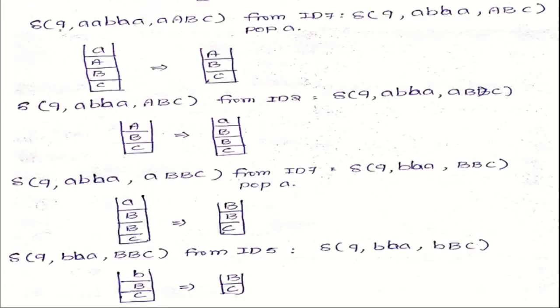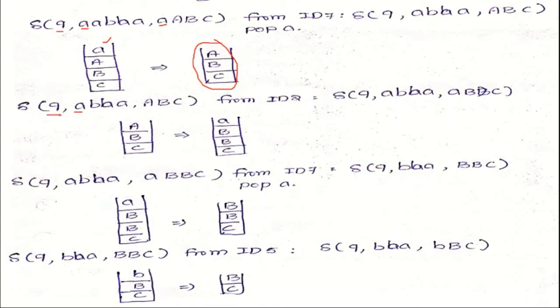So now the current state is Q, the top of the stack is A, and the input is also A, that is in the form of delta of Q comma A. So from ID7 we can perform the pop operation, that means the top of the stack A is popped from the stack, then the remaining is ABC. Now the next input symbol is A.